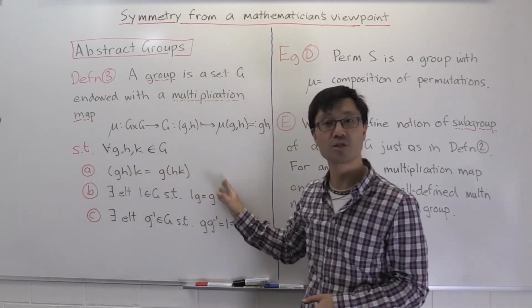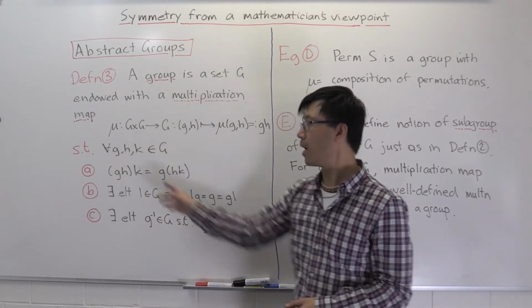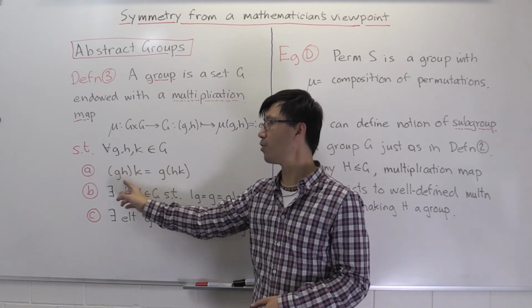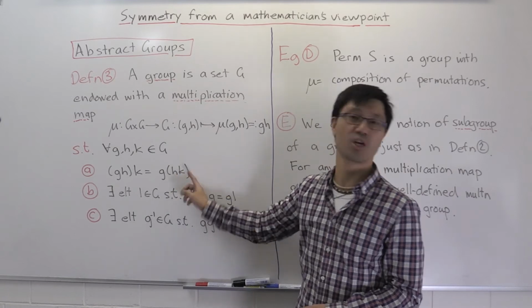The first one is the associative law. If you're given three elements of the group G, H, and K, it doesn't matter how you bracket the triple product. So GH multiplied first, times K, is equal to G times the product HK, with the HK multiplied first.